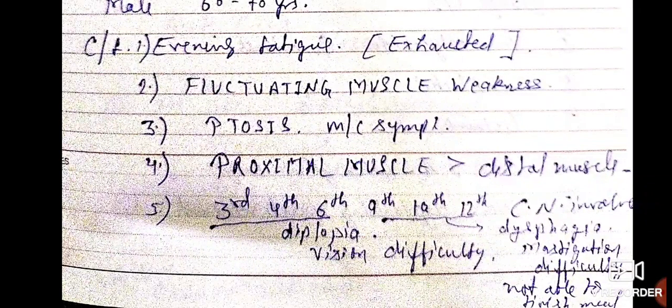Due to involvement of the 3rd, 4th and 6th cranial nerves, diplopia and visual difficulties occur, whereas involvement of the 9th, 10th and 12th cranial nerves causes dysphagia and mastication difficulty; the patient is not able to finish a meal.